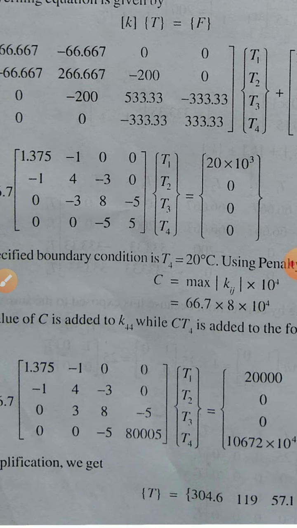Now we are going to solve it by the penalty approach method. Usually the easiest method is Gauss elimination, but here the question paper itself asks to solve it by the penalty approach method. So at that time we apply the penalty approach. Already you know that in the global stiffness matrix we consider the highest value, that is C is equal to the maximum value of that matrix multiplied by 10 to the power 4. In the K matrix, the maximum value is how much? The constant outside is 66.7.